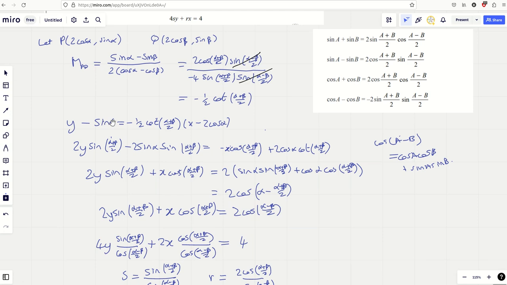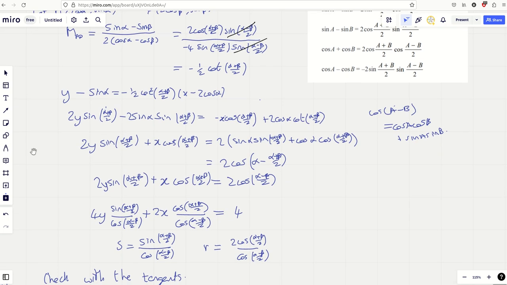Now we're just going to use y minus y1 equals the gradient times x minus x1. And I think here, to simplify this, here's one of the tricky bits. I'm going to multiply by 2 sine of alpha plus beta over 2. I'm going to multiply both sides of the equation by that, because that will change the half cot into just a cos of alpha plus beta over 2. And on this side, you're going to get 2y sine of alpha plus beta over 2 minus 2 sine alpha sine of alpha plus beta over 2.